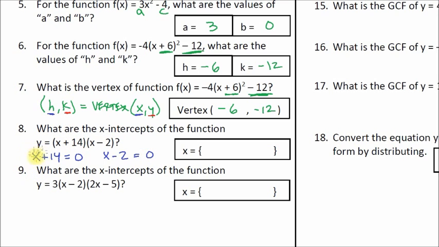Well, this is negative 14. Negative 14 plus 14 equals 0. And 2 minus 2 equals 0, so 2 is our value of x.